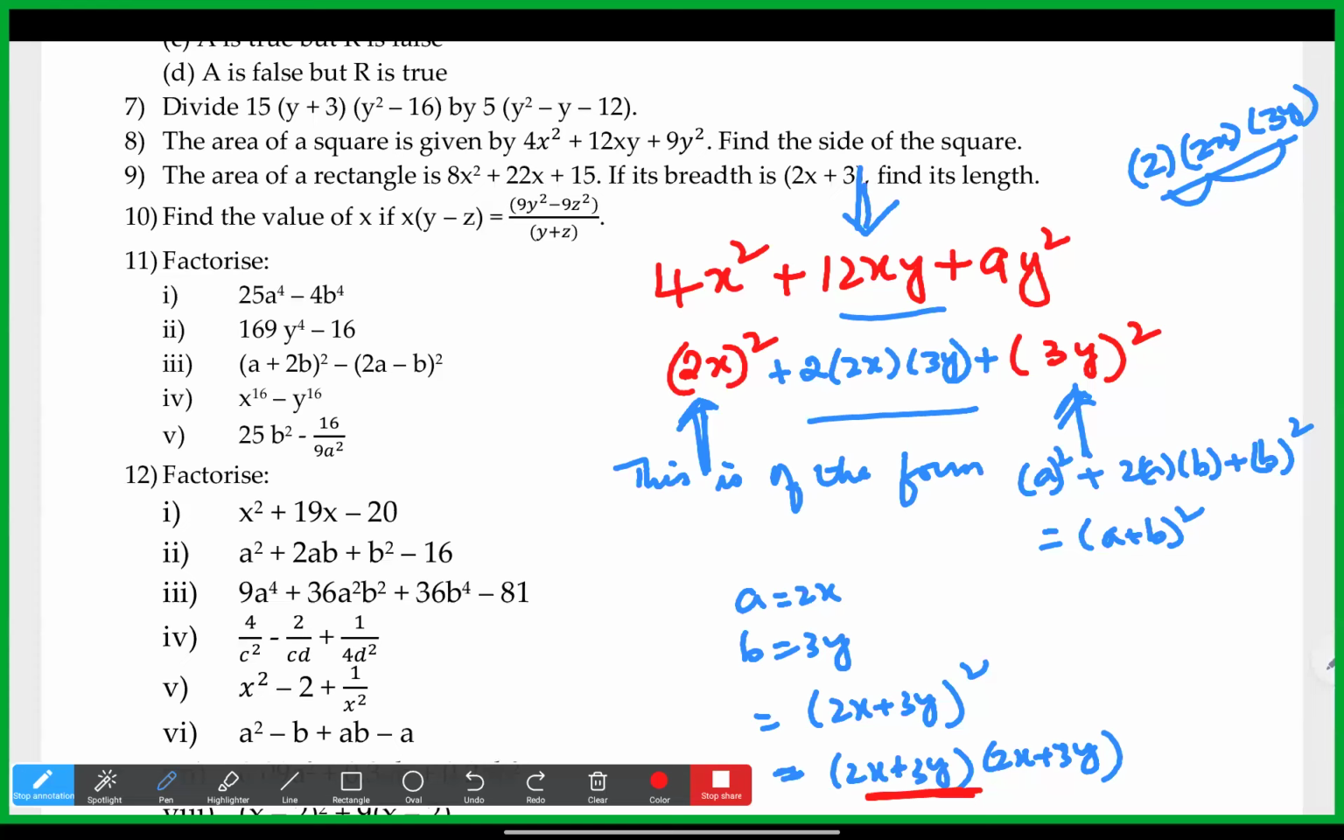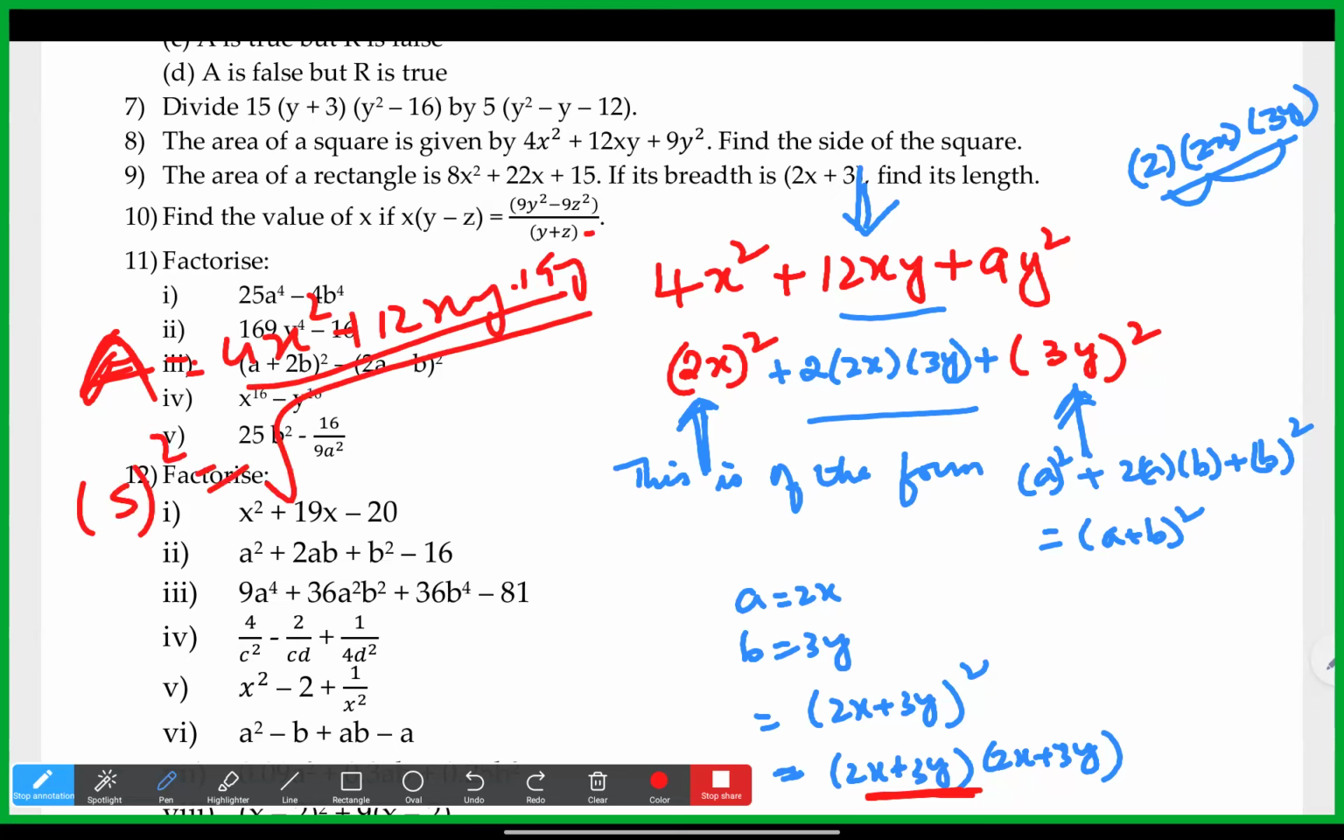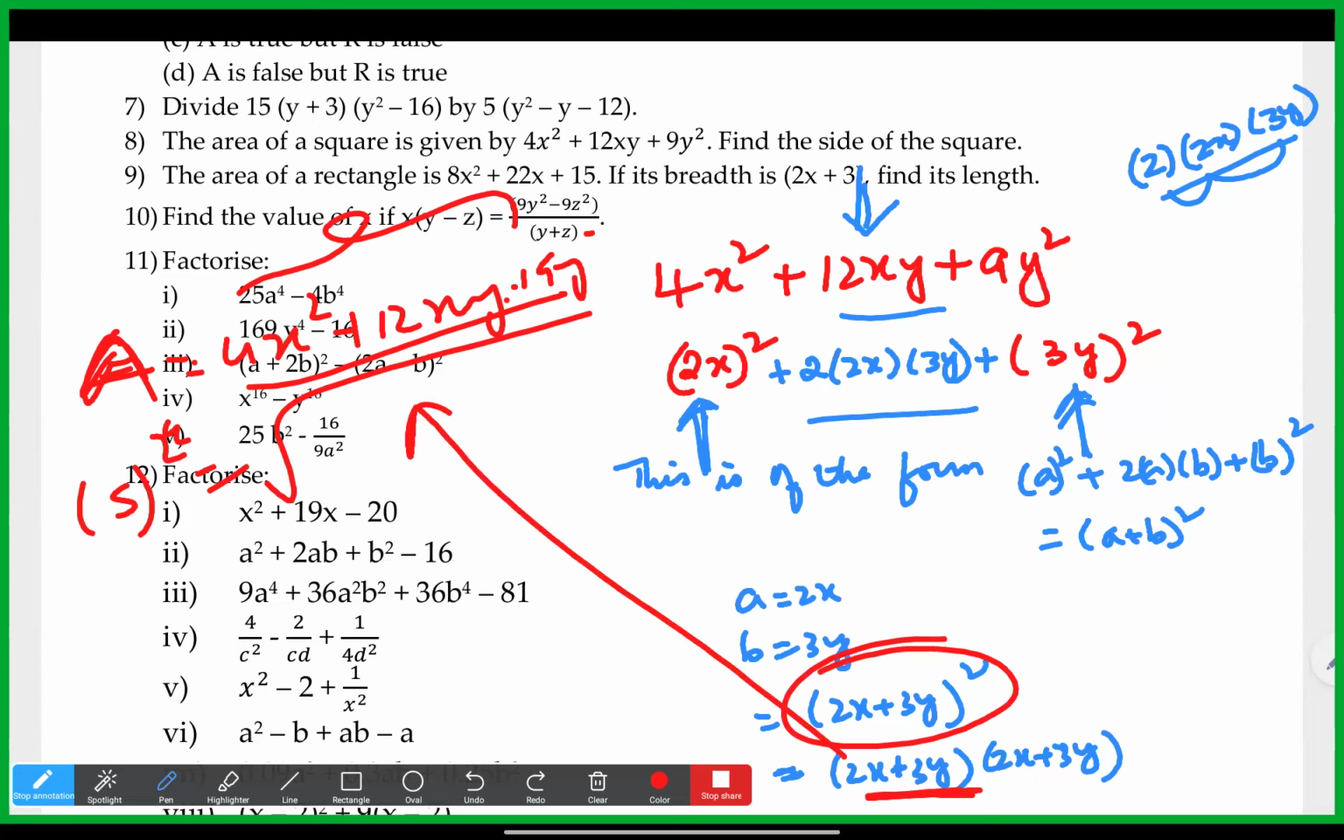So some teachers will do it like this. Some school teachers say area is 4x square plus 12xy plus 9y square. They'll take side as some s, so s square is equal to this. Then s is equal to the square root of this. Whatever we get after factorization, once you get a whole square, the square and root will get cut, and they'll tell the side as 2x plus 3y.